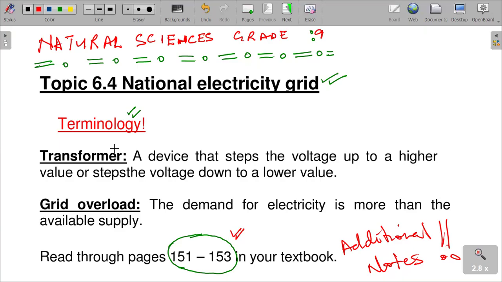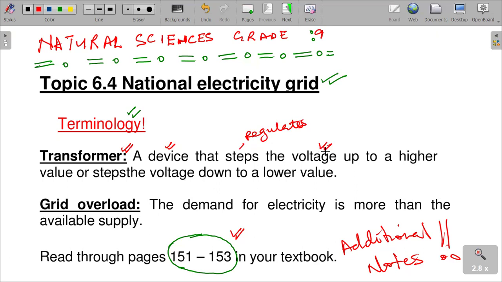What is a transformer? It is a device that steps the voltage up to a higher value or steps the voltage down to a lower value. So a transformer is a regulator. It regulates the voltage by either increasing it or decreasing it to a higher or lower value.